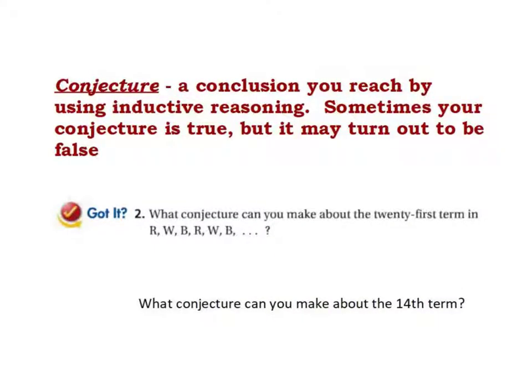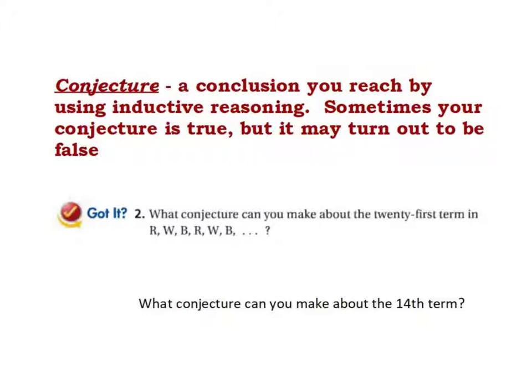Now, I use this word conjecture, but let's talk about it, if you're not familiar with that word. That's just a conclusion that you reach by using some of your inductive reasoning. So a conjecture is just some sort of thought that you can gain from looking at this pattern. Sometimes you're right and your conjecture turns out true, but sometimes you goof up and your conjecture ends up being false.